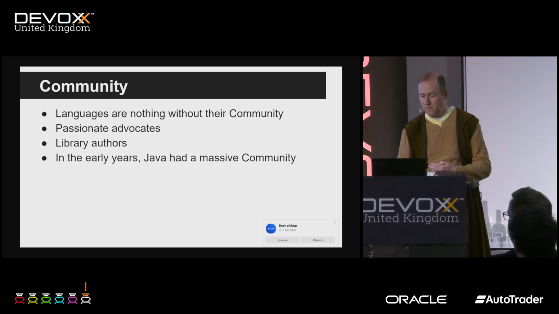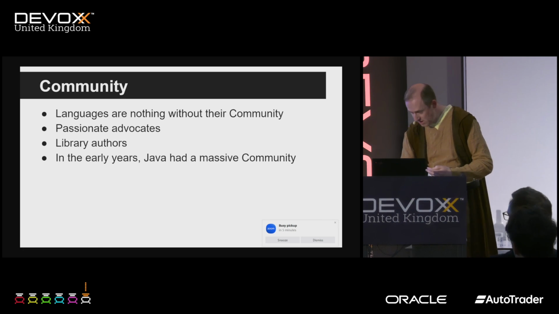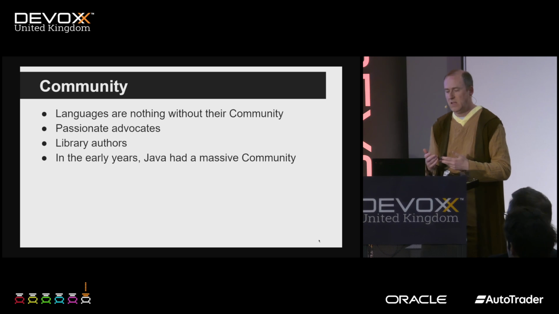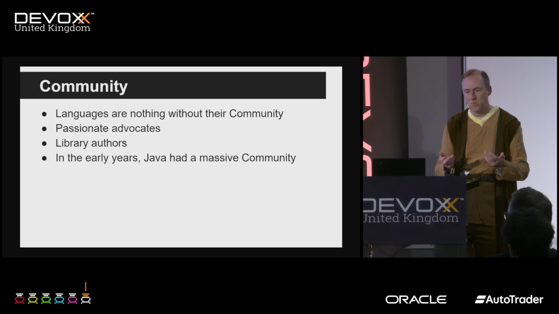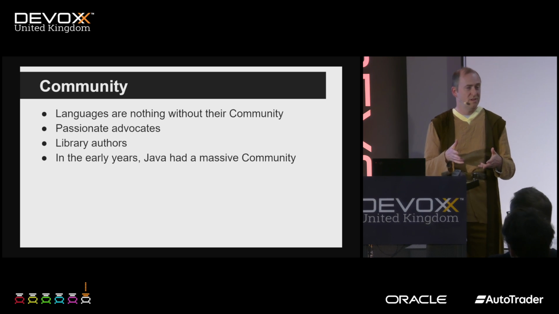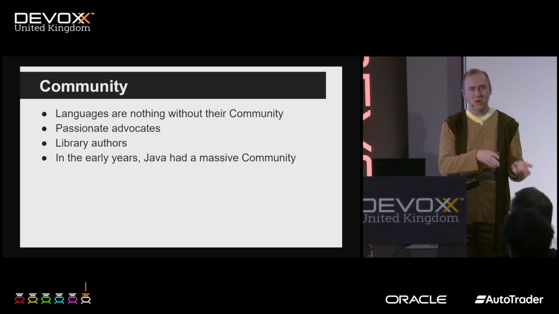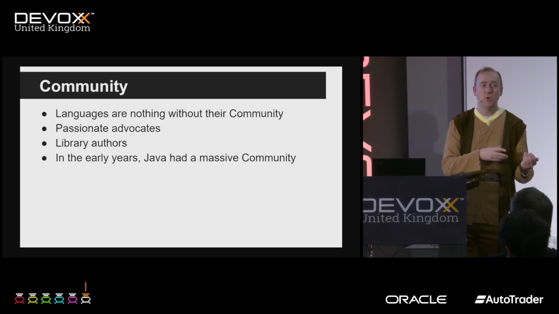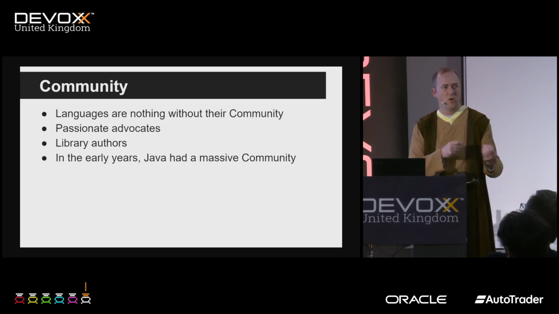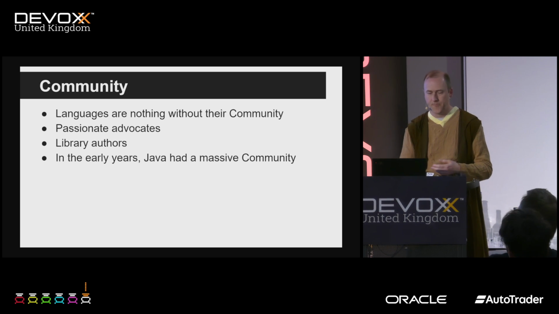And yes, they're nothing without their community, who are passionate advocates for the language. Library authors, a massive community of people. So I mean, this is the Devoxx conference, which descends from the Devoxx conference in Belgium, and that descends from Javapolis, which started in 2002. So there's a long history of these kind of conferences out there.